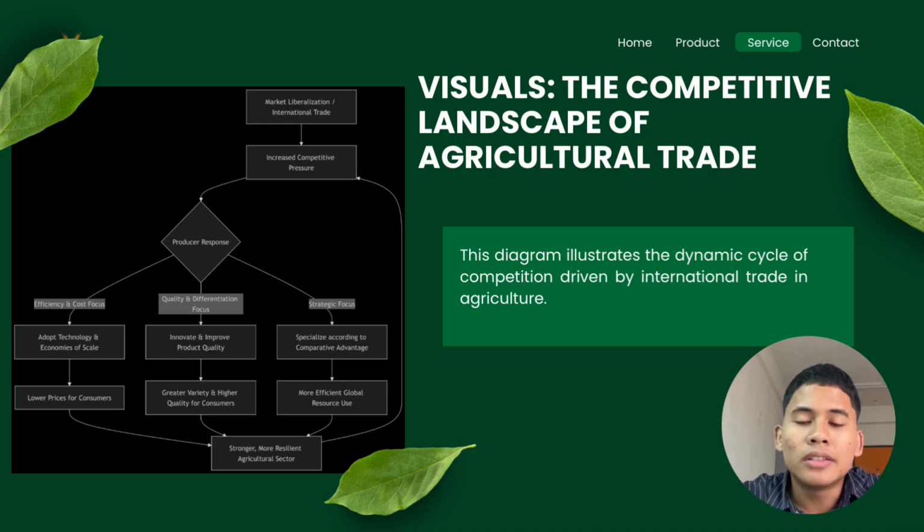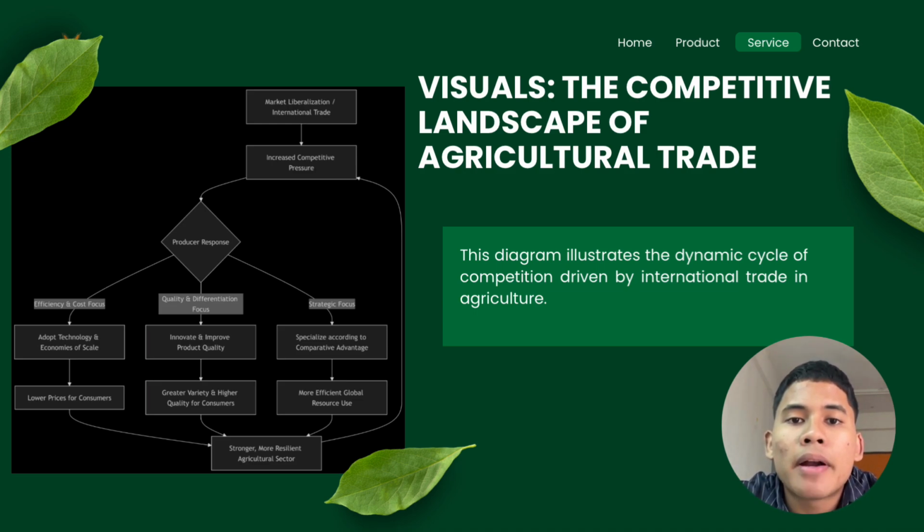The third pathway is the specialization route. In this scenario, a country or region focuses on the crop it can produce most efficiently based on climate. Unsuitable crops may be imported from countries that produce them more efficiently. This leads to more efficient use of global resources and higher total production worldwide.